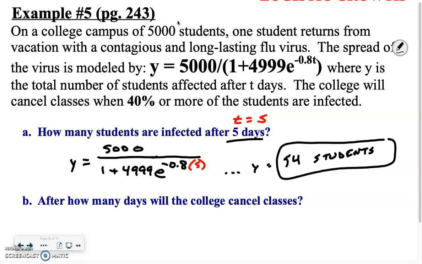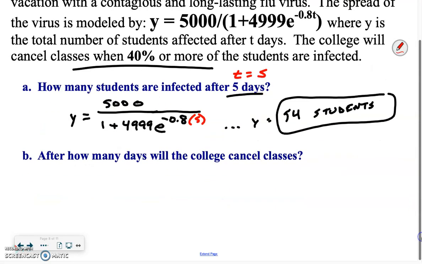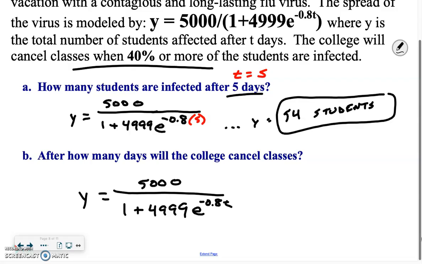All right, go ahead and take a look at the next one. This is where we're going to take that next step. It says, after how many days will the college cancel classes? So remember in the reading, it said that the college is going to cancel classes when 40% or more of the students are infected. So, what does that mean for us? Let me copy the model down here yet again. We've got y equals 5,000 over 1 plus 4,999 times e to the negative 0.8 t. This is the model. So, we know that y represents how many people are infected. So, again, we're talking 40%. Does that mean that I should just come over here and put a 40? Oh, it's a percentage.